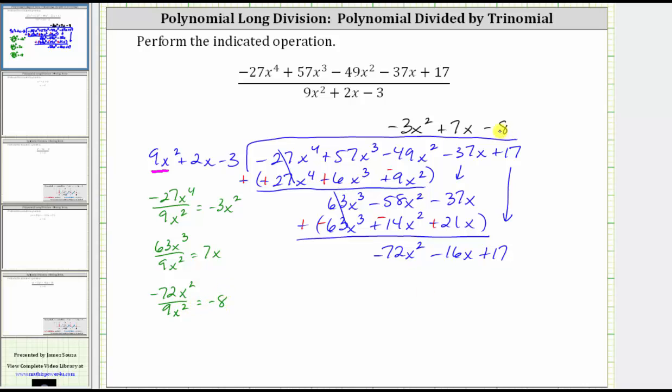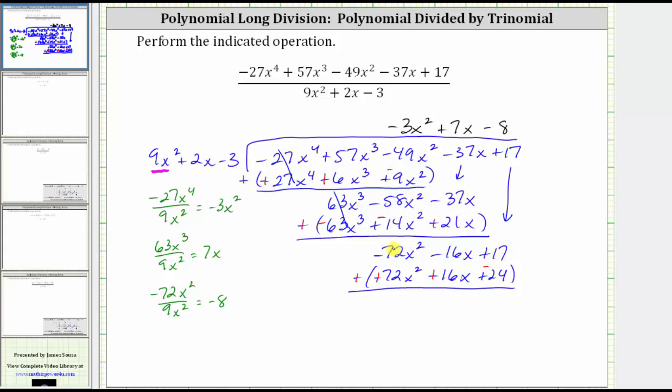And now we multiply negative 8 by the divisor. Negative 8 times 9x squared is negative 72x squared. Negative 8 times 2x is negative 16x, giving us minus 16x. And negative 8 times negative 3 is positive 24, giving us plus 24. And again, we now subtract. Instead of subtracting, we will add the opposite. So we can change this to addition as long as we change this to positive 72x squared, this to plus 16x, and this to plus negative 24.